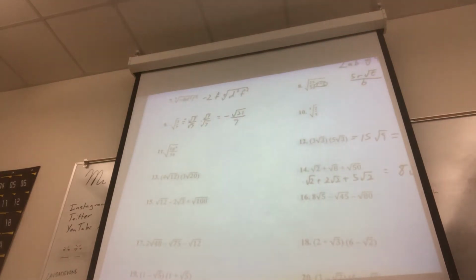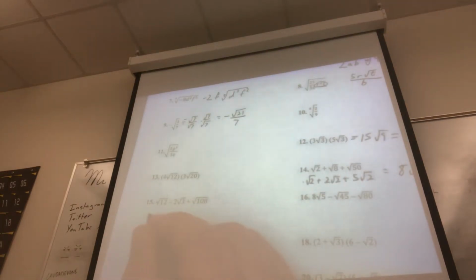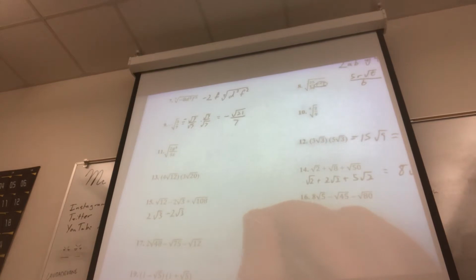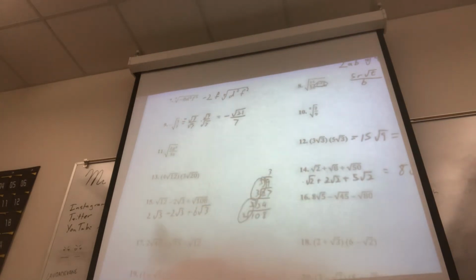Similar kind of thing here on 15. 12 is going to be 4 and 3, so that's 2 square root of 3. And then minus 2 square root of 3. 108, I'm not real sure. Let's go ahead and birthday cake that one out. That's going to be 2 and 54, which is going to be 2 and 27, which is 3 and 9, which is 3 and 3. So I've got a pair of 2s, I've got a pair of 3s. That's going to be plus 6 square root of 3. 2 minus 2 is 0, plus 6 is 6. So it just stays 6 square root of 3.